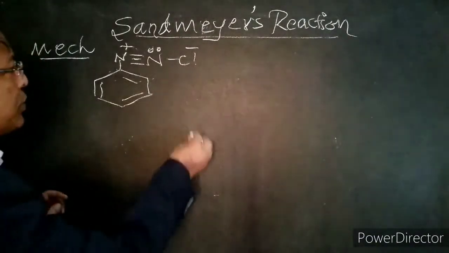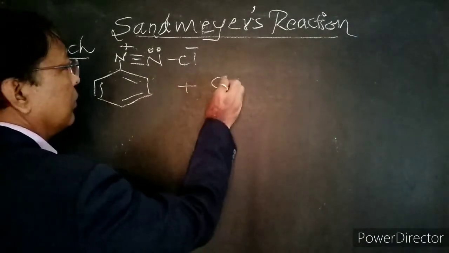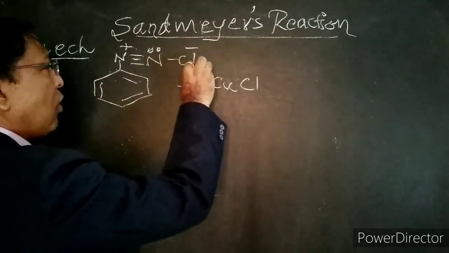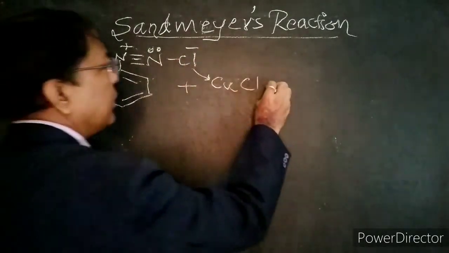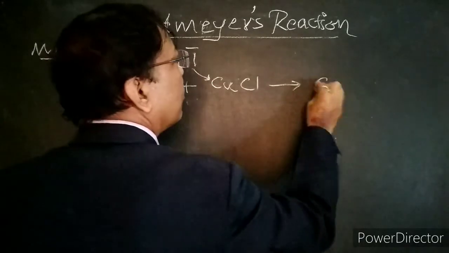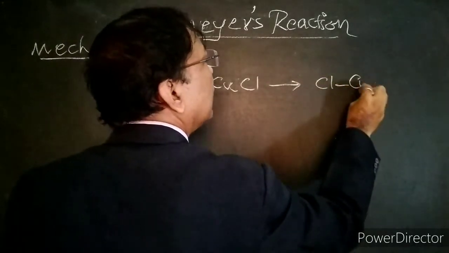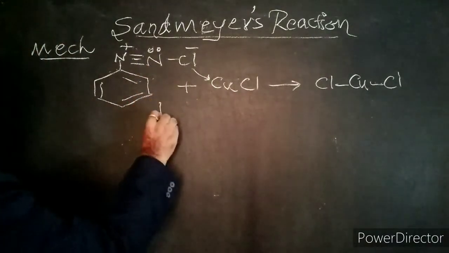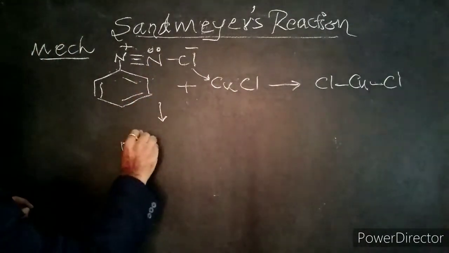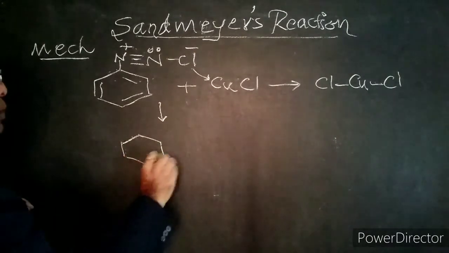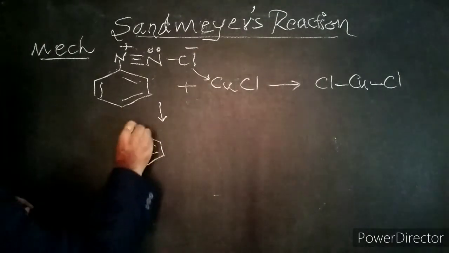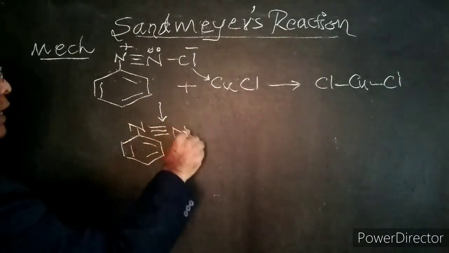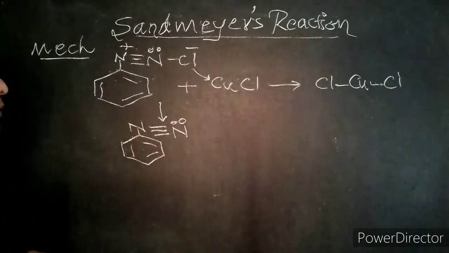Mechanism of Sandmeyer's reaction. In first step, this Cl- will form a bond with copper and it is removed in the form of Cl-Cu-Cl, and this will become an intermediate species, nitrogen triple bond nitrogen with a lone pair.